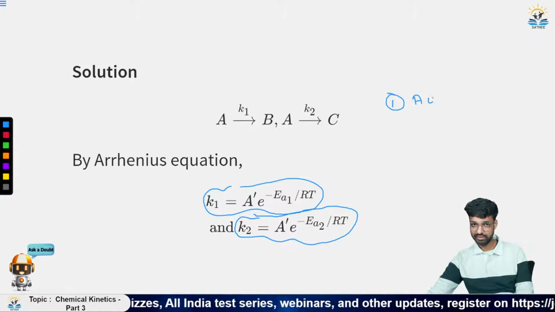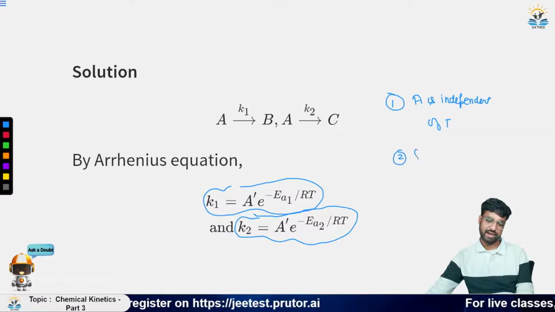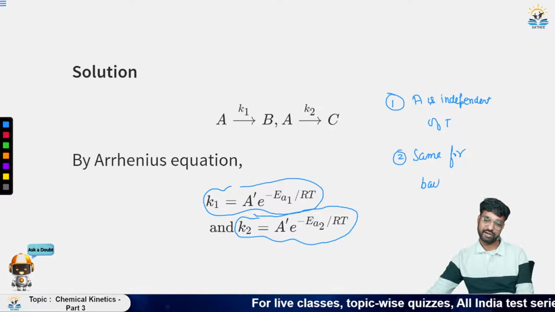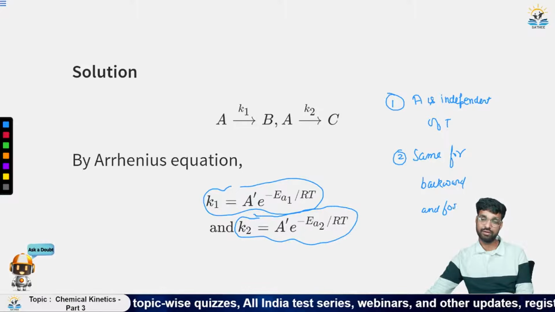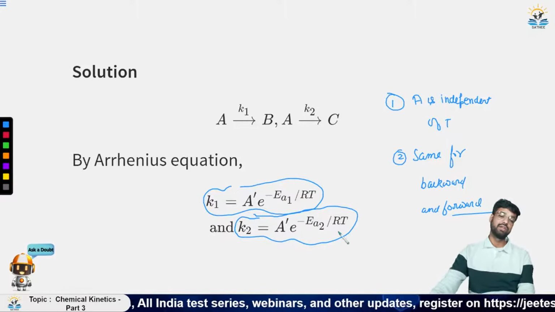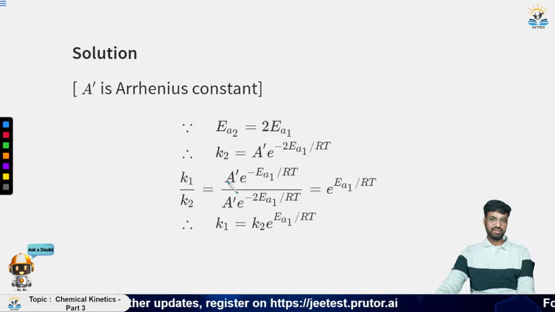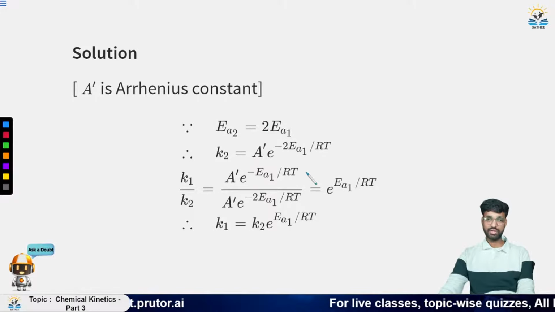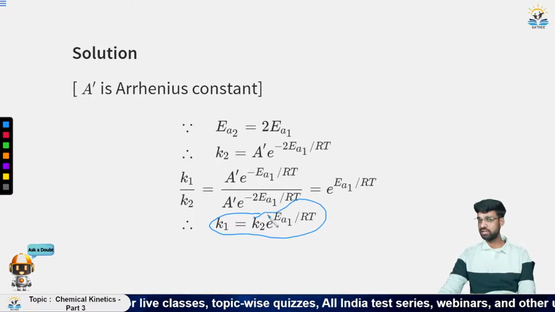So A is independent of T and same for backward and forward reaction. Okay, so keep this in mind always. This is a very crucial point. Now if you write the rate constant using this concept in mind, you will get this. Further, A is constant for both of these. You will just equate those equations and you will get the final equation as K1 is equal to K2 e to the power minus Ea1 by RT.